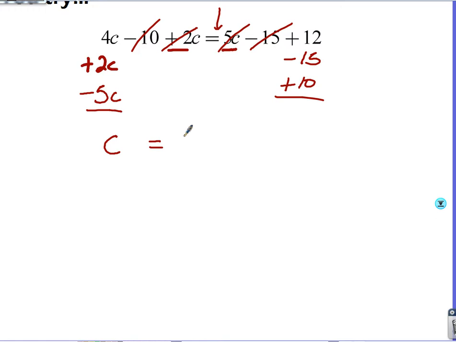Anybody got it? C is 7. You see why I didn't put the 1 C? Because then you're going to divide by 1 and you're going to throw a completely pointless step in there. So C is equal to 7. You can plug that in for all the C's if you want to check it, but I promise, I'm confident, C is 7. Any questions?